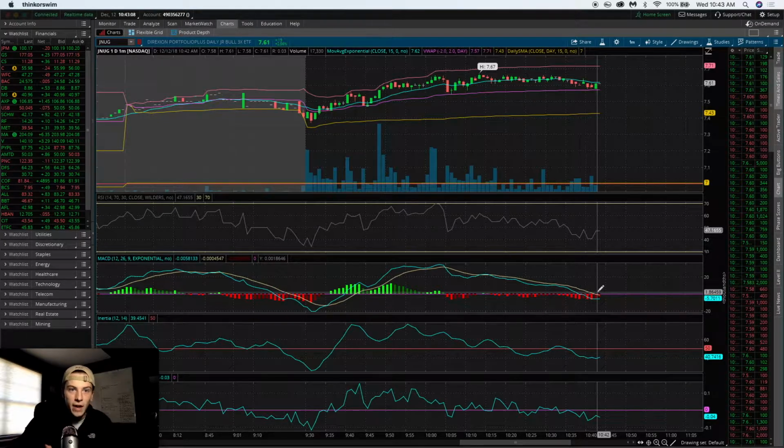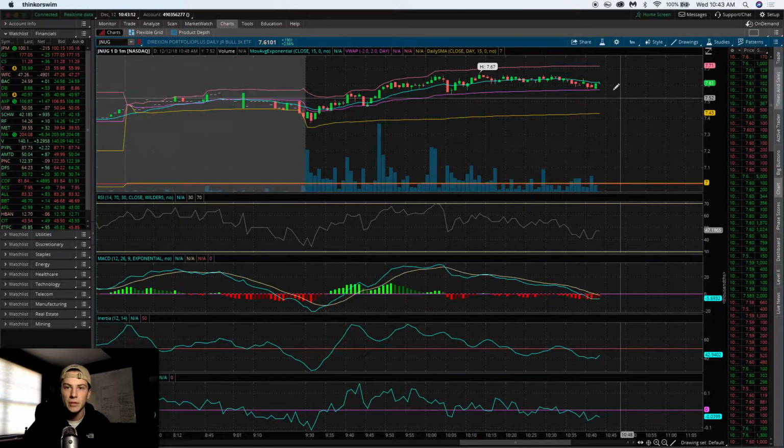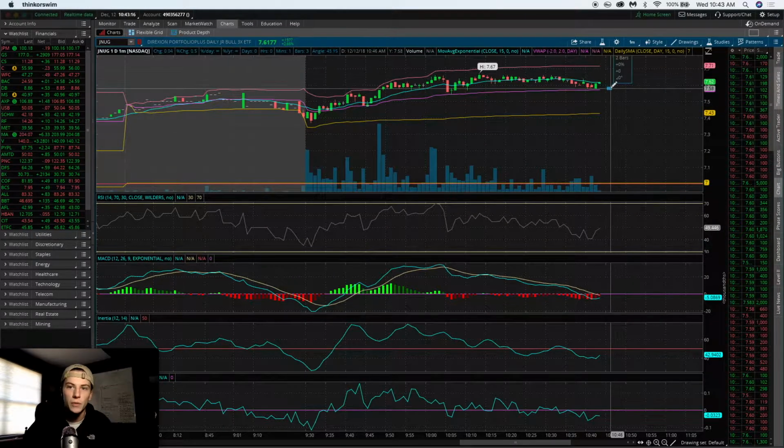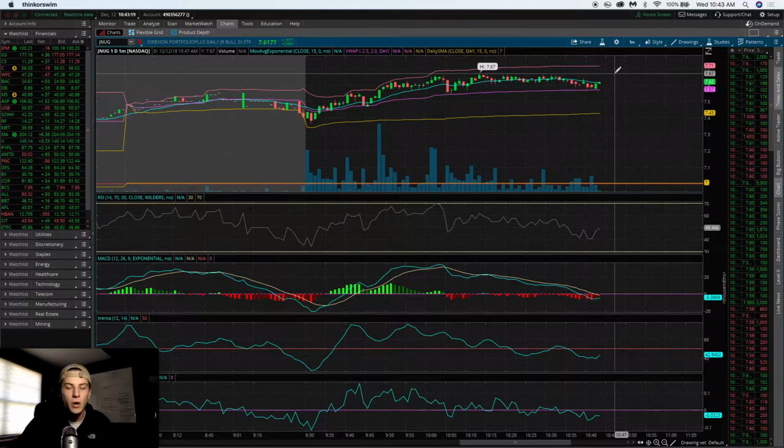So right now, JNUG might be good for a day trade if you wanted to cover a small margin. Like I said, I think from this middle VWAP to the top was almost 2%. So that would be a small margin, small day trade if you wanted to make that. But that's how we would use the VWAP in a real life situation.